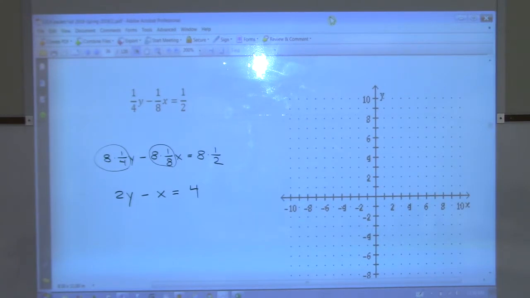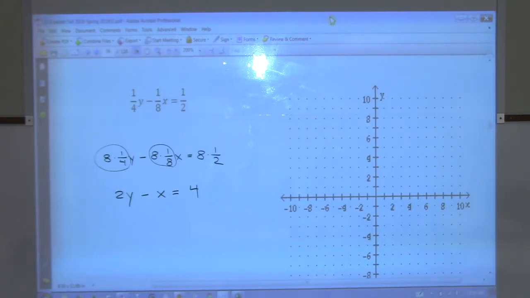So now set y equal to 0 here. Write down 2 times 0, minus x equals 4. Now this goes away, right? And all you're left with is negative x equals 4. To make it positive, multiply both sides by negative 1. So you'll get a positive x here and a negative 4 on the other side. Does that make sense? Okay, so that's your x-intercept.